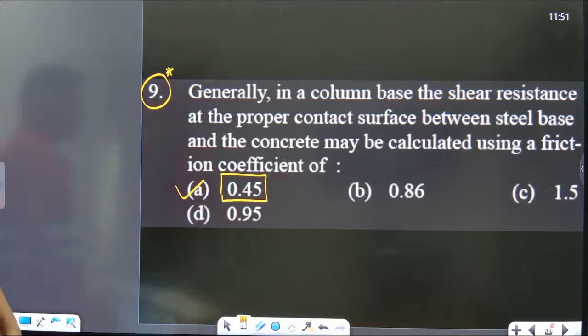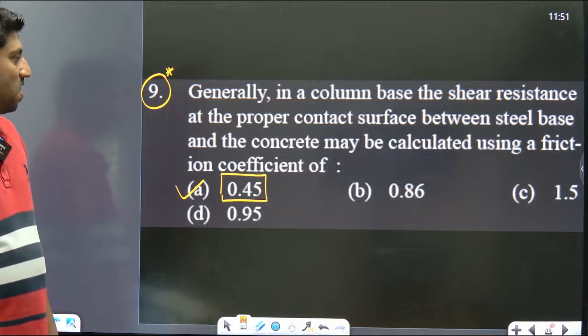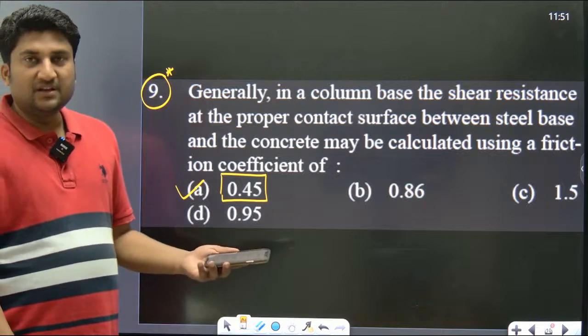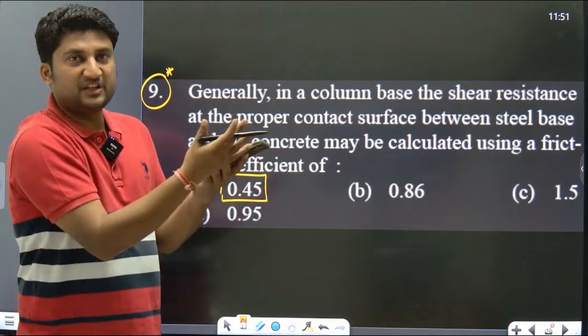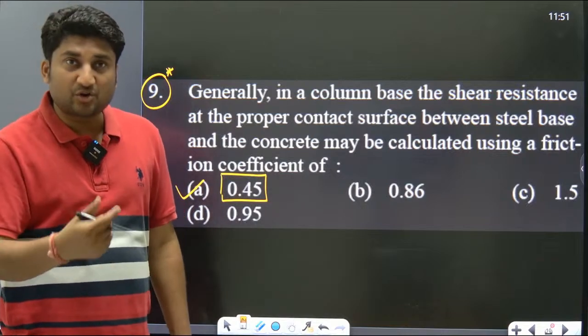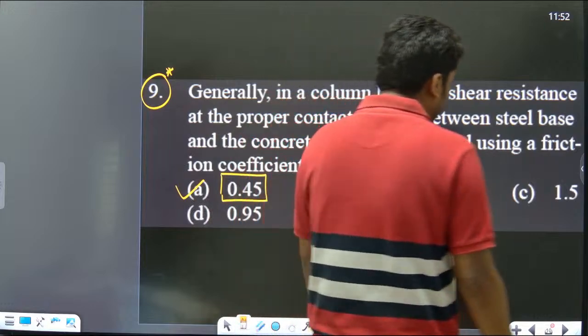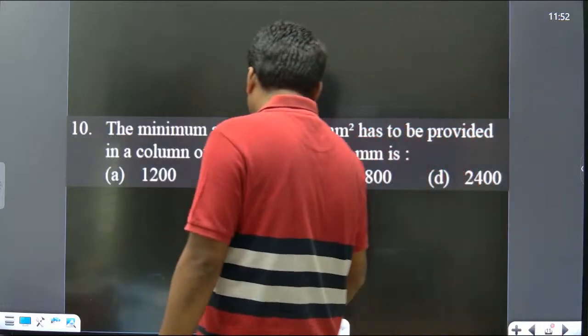Let us suppose there is a steel base, then we have the column, and below the steel base there is concrete. So there is friction between the steel base and the concrete. How much friction coefficient do you consider? 0.45. Understood? Now next question.